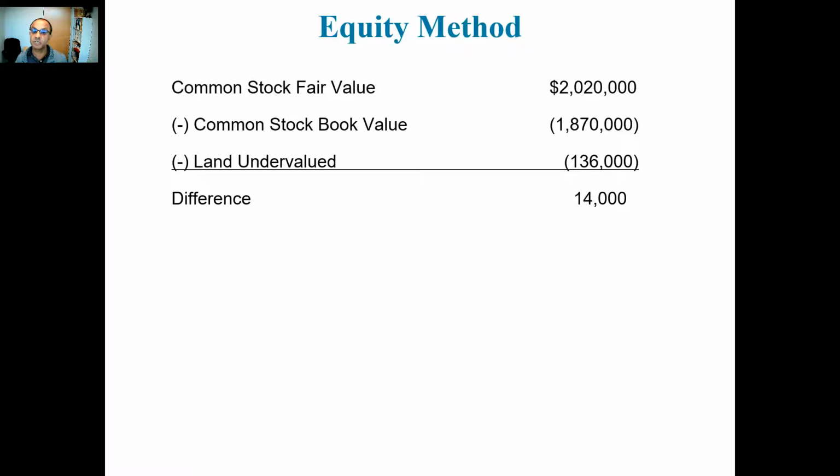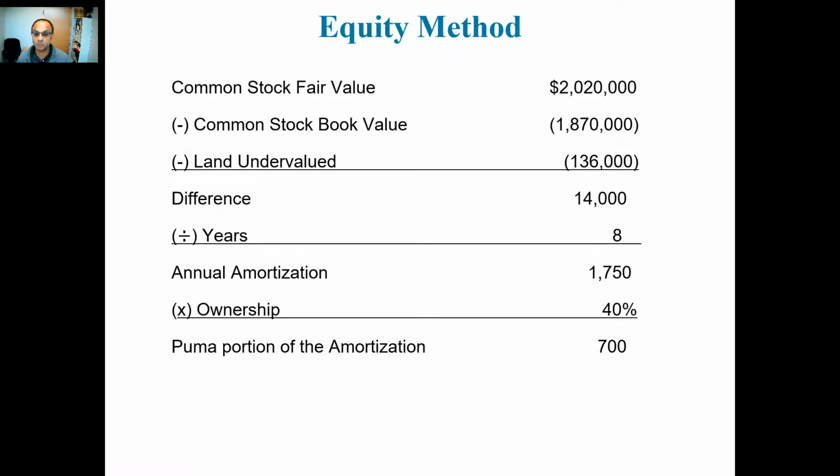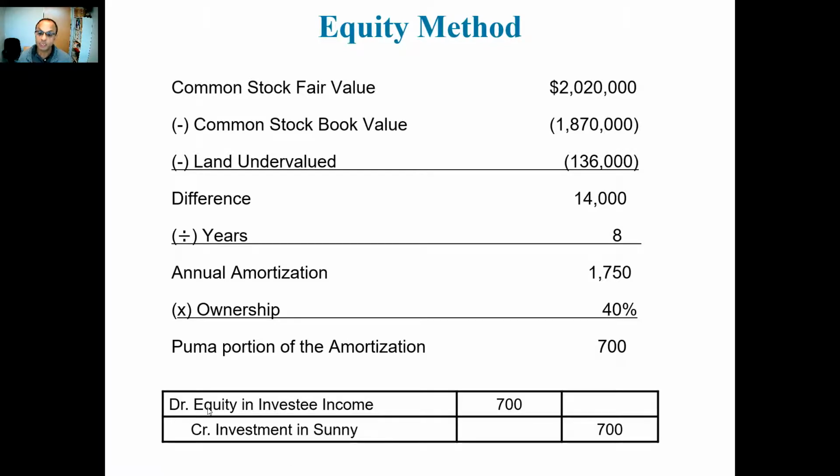Should we recognize the 14,000 in 1 year? Of course, the answer is no, because we need to divide it by 8 years. So the annual amortization of the trademark will be 1,750 for all the shareholders. But Puma owns only 40%. So now the amount that Puma should recognize is 700. So for this $700, we need to make a recognition of the income. So we debit equity in investee income and we credit investment in Sunny.